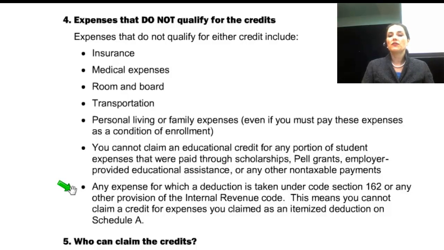The other provision that it is referring to is the tuition and fees deduction, which is claimed as an adjustment to income on the front of Form 1040. If you claim an adjustment to income for the tuition and fees deduction for a particular student, you cannot turn around and use those same expenses or use that same student to claim either of the education credits.